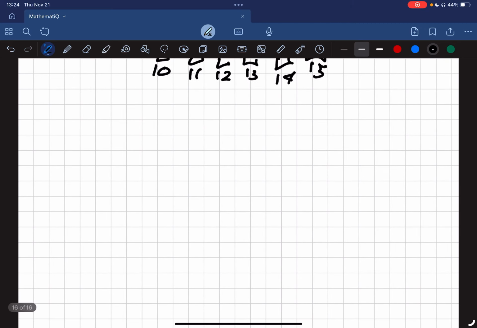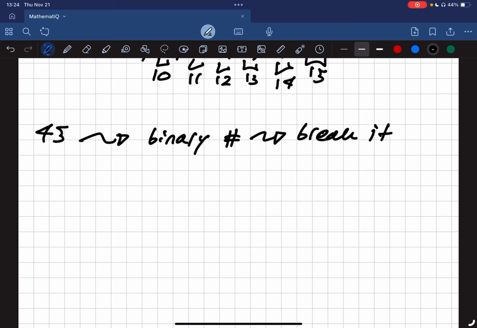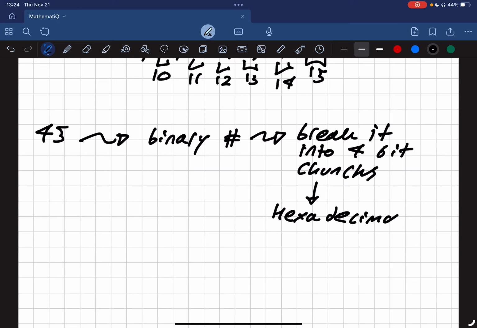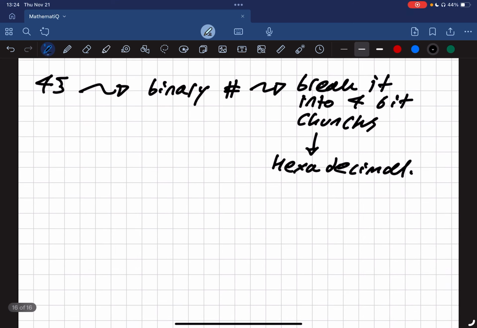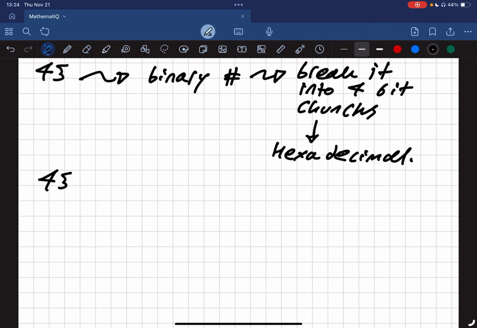So if we take a number like 45, for example, what we're going to want to do is turn it into a binary number and then break it into 4-bit chunks and then turn that into hexadecimal. So it's like a four-step process, quick and easy. Okay. So let's say we start with 45. We're going to want to turn that to binary.